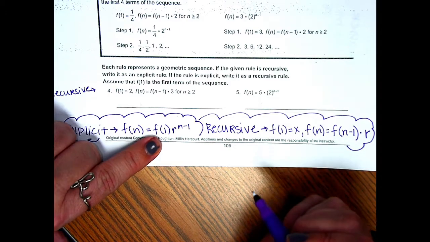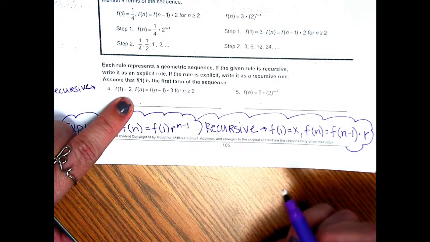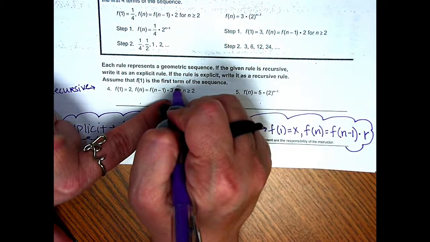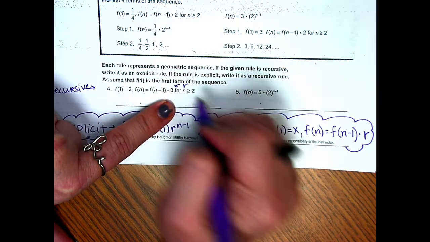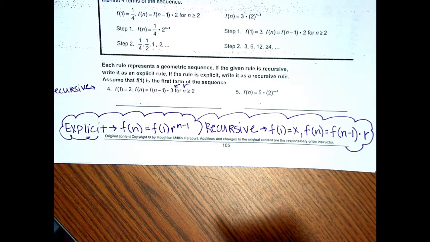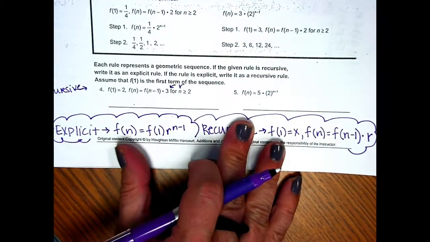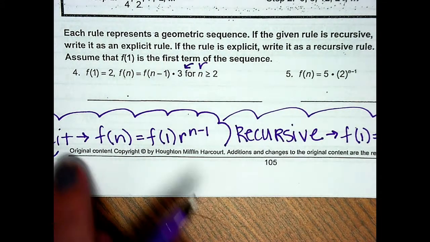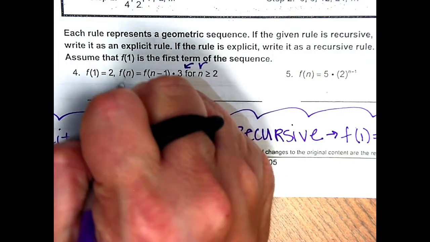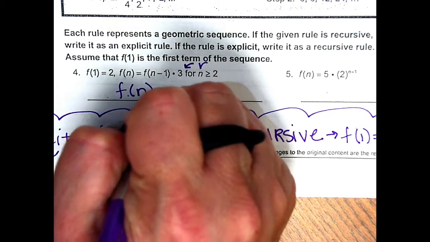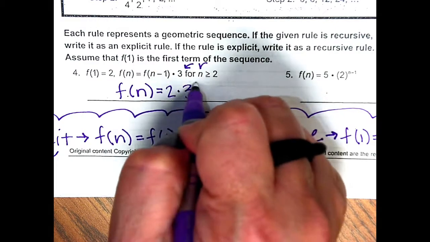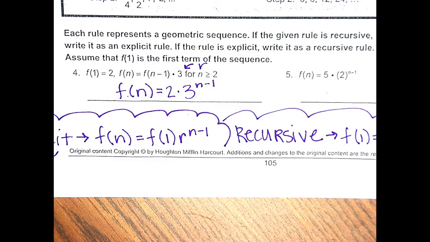To get those, this tells us f of 1, and then in a recursive rule, r is at the end. Zoom in, sorry. So the explicit rule is going to be f of n equals 2 times 3 to the n minus 1. And that's all there is to it.